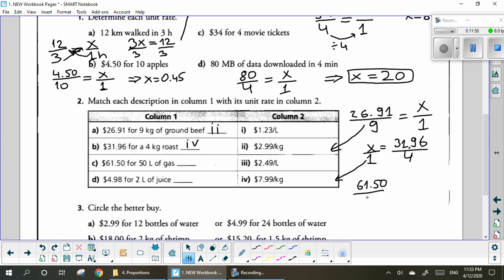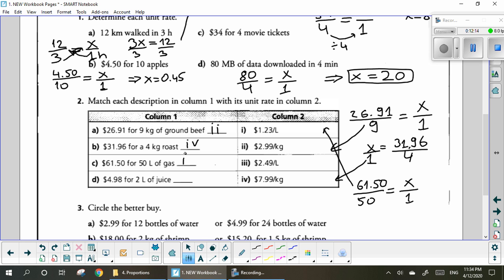61.50 over 50 liters. And we want to find out how much 1 liter is. All I'm going to do is just divide 61.50 by 50, 6150 divided by 50. And I have 1.23. So this one is up here, which means that the gas is just that.